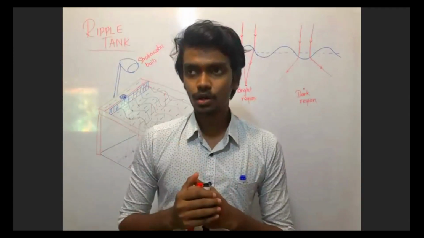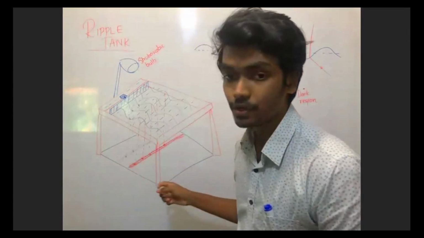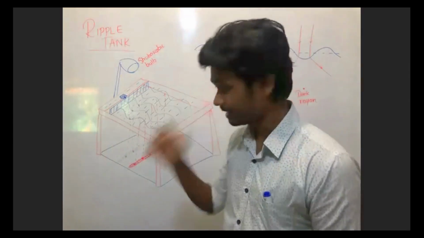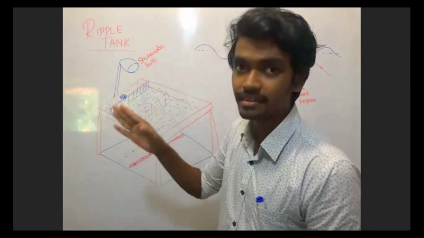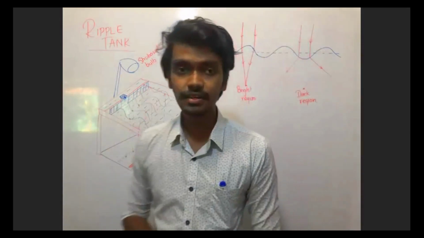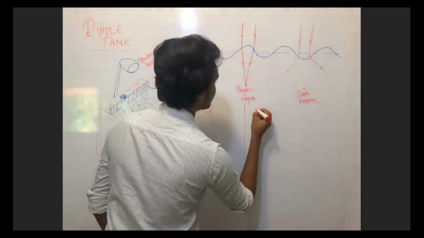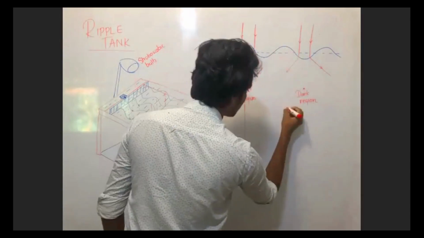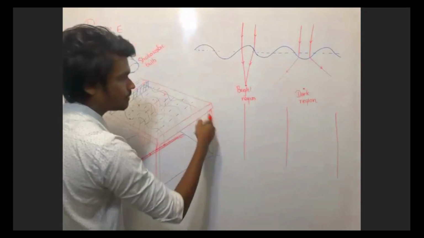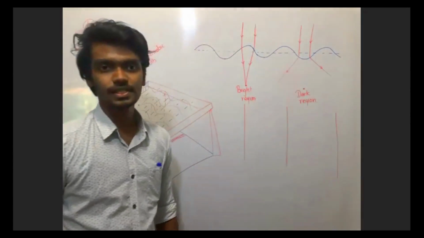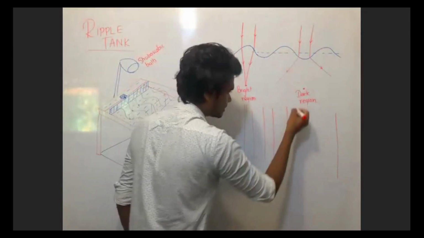So now we can observe this kind of wavefront, this kind of observation on the screen. Bright region, dark region, bright region, dark region, right? So it's going to be like this, bright, once again bright, likewise. I'll just draw this for you to further understand.